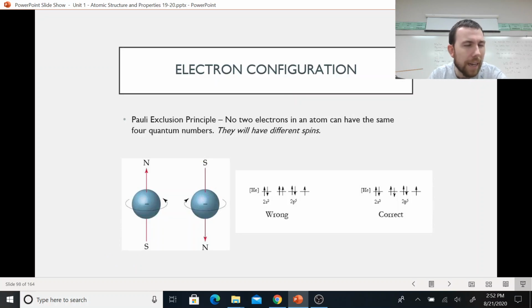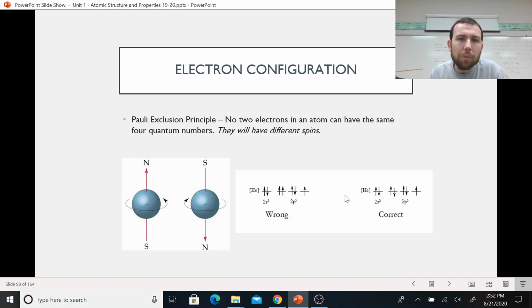We'll be revisiting that soon, so just bear with me here. Now, as it comes to writing electron configurations and the Pauli exclusion principle, we've already seen this, but no 2 electrons in an atom can have the same 4 quantum numbers. They have to have different spins.